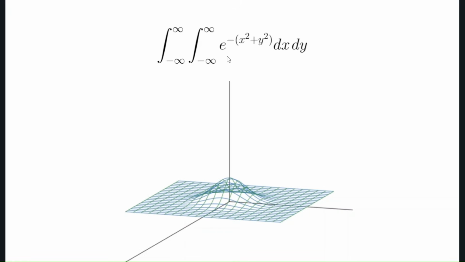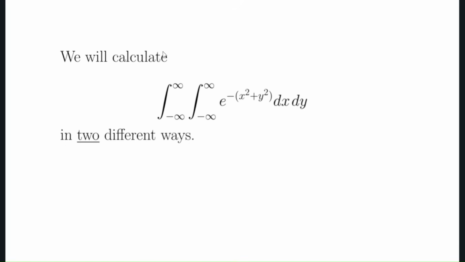Now geometrically, what's happening here? Well, the graph of this function f of x,y is a surface. And it's really like a bell type surface. So not a bell curve, but a bell surface. So this integral is asking us to find the volume underneath this surface that's above the xy plane. So what we're going to do is to calculate this integral in two different ways. And when we do that, the value of our original integral that we're trying to find is going to pop out.